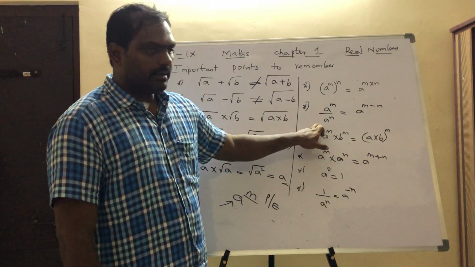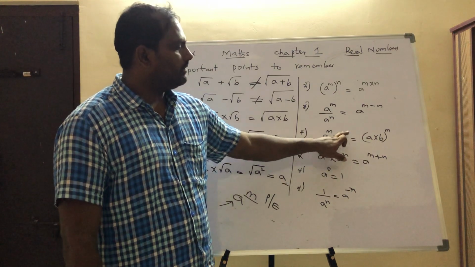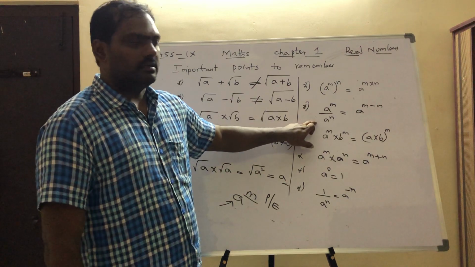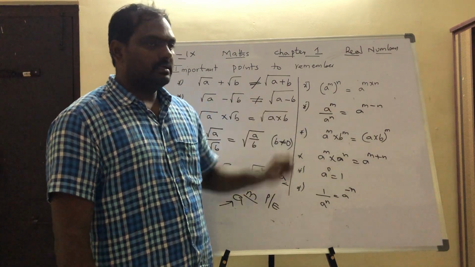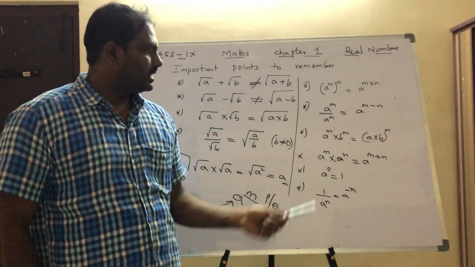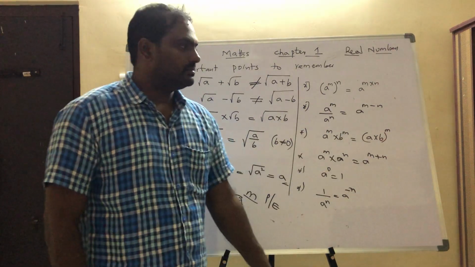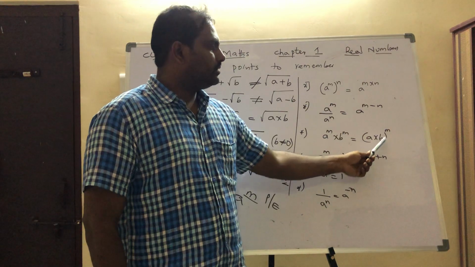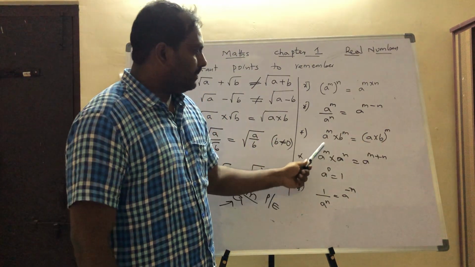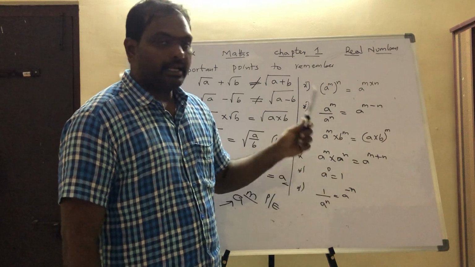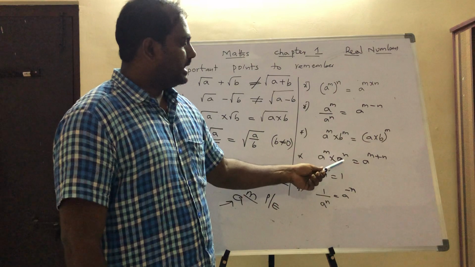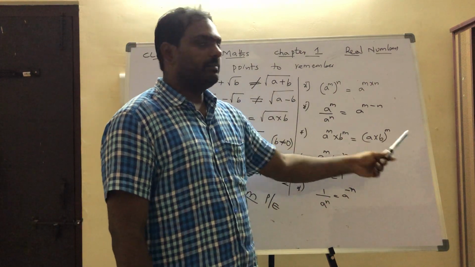Next, a power m into b power m. Look at this. In the earlier case, the base is the same, a, and the power is different. But in this case, the base is different, the power is same. So a power m into b power m is equal to a into b whole power m. Okay. Next, a power m into a power n. How to read? A power m into a power n is equal to a power m plus n.